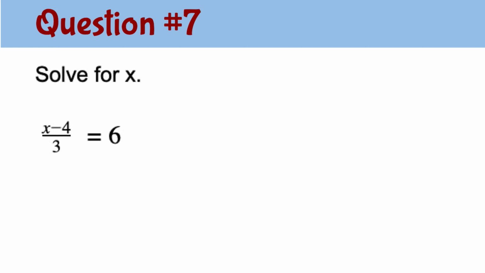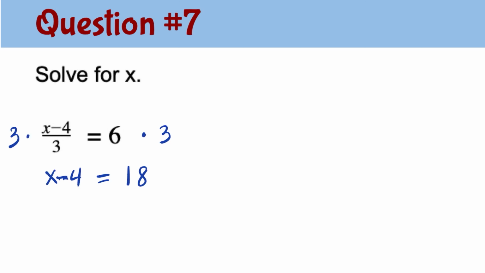So this problem is written in a different format. Can we add 4 to both sides of the equation? We can't, because here the quantity x minus 4 is divided by 3. So in this problem, the first thing that we need to do is to multiply both sides by 3. So this becomes now 3 divided by 3 is 1. So the left side is x minus 4. And the right side is 18.